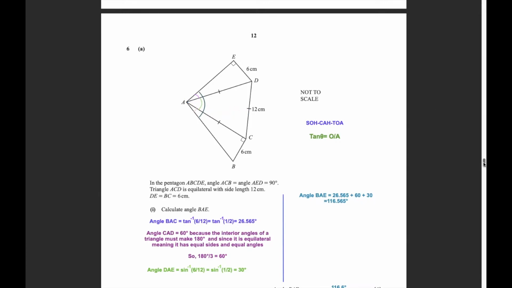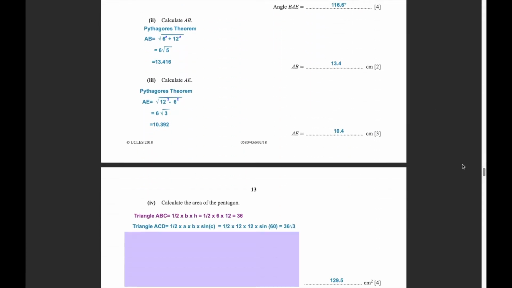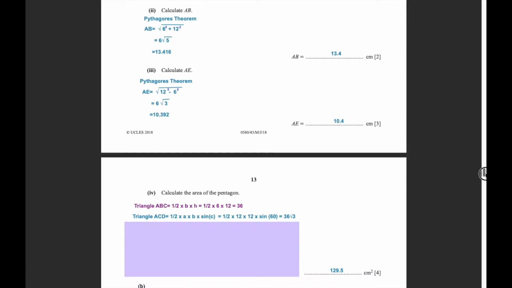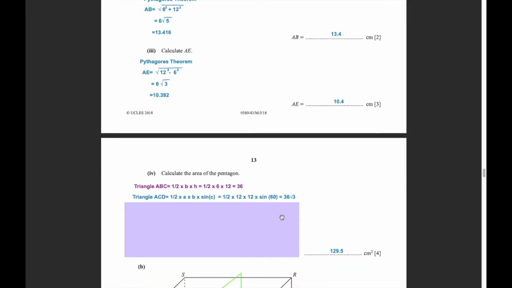So we're just going to use the formula that we have, which is half times the side A times the side B times the sine of the angle, which is 36 root 3. I'm going to keep it as that because I don't want to deal with a bunch of decimals.